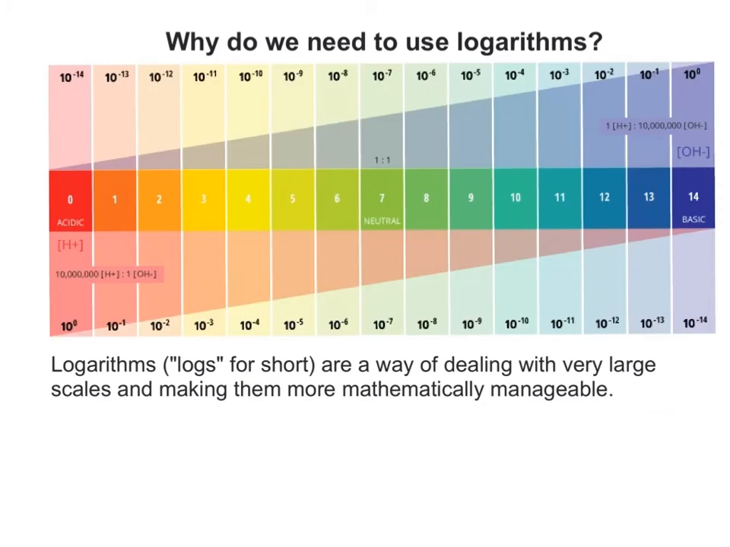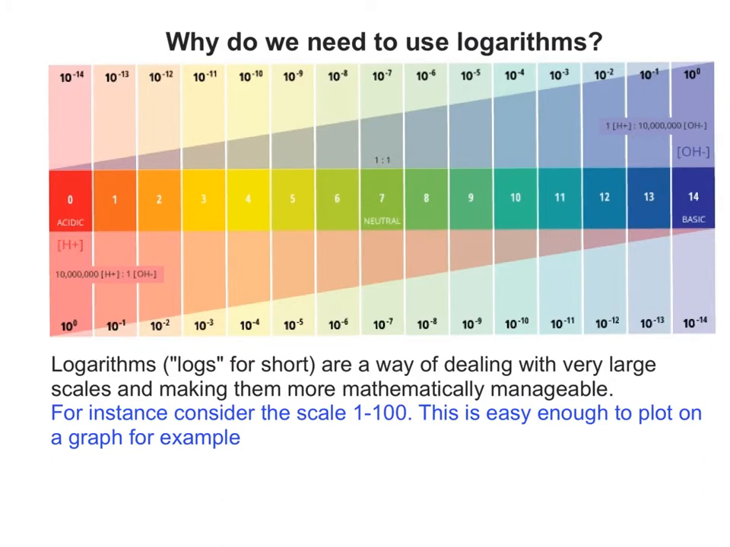So logarithms basically are a way of dealing with very large scales and making them more mathematically manageable. If we consider the linear scale, 1 to 100, 1, 2, 3, 4, 5, 6, 7, 8, 9, 10, and so on and so forth until you get to 100, that's easy enough to plot on a graph, for example. But what would happen if you had to deal with the scale 1 to 1 million?